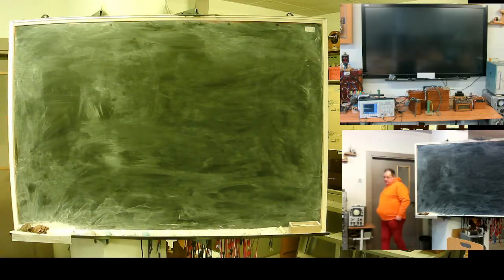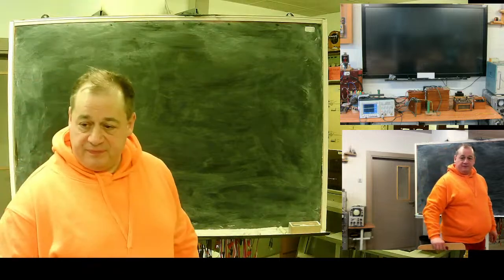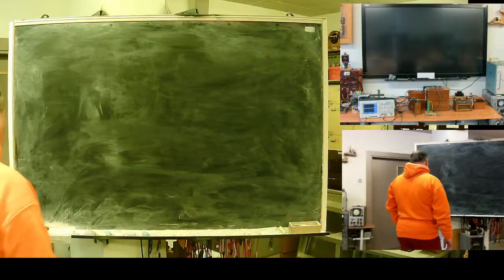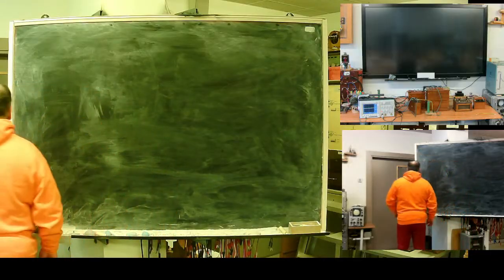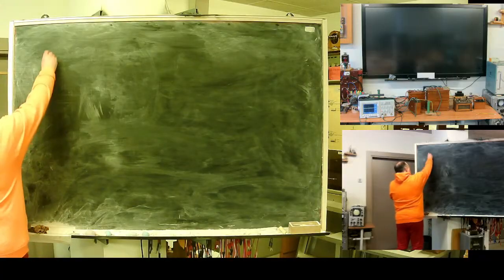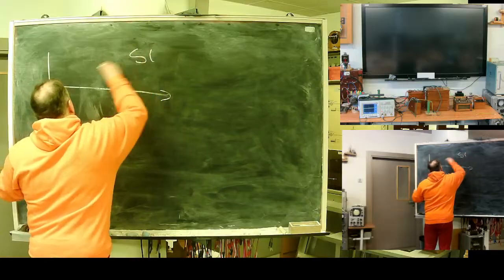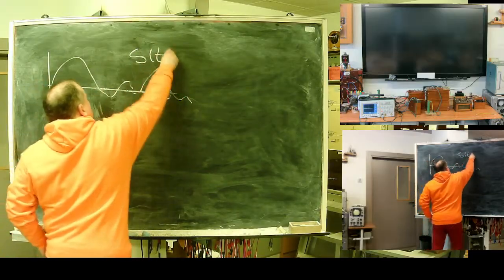Our today's subject is the discrete time Fourier transform. It's a long name. What is it? Let's start with the idea. I have a periodic signal. It's something periodic.